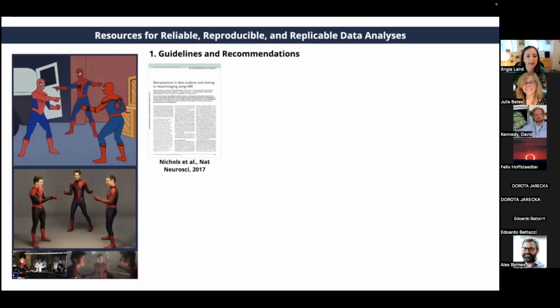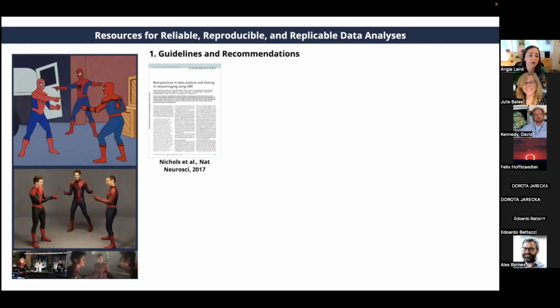First, I want to highlight a 2016 report developed by OHBM, the Organization for Human Brain Mapping, Best Practices on Data Analysis and Sharing. This is the COBIDAS report that gives researchers clear and detailed guidelines and standards for promoting reproducible research.